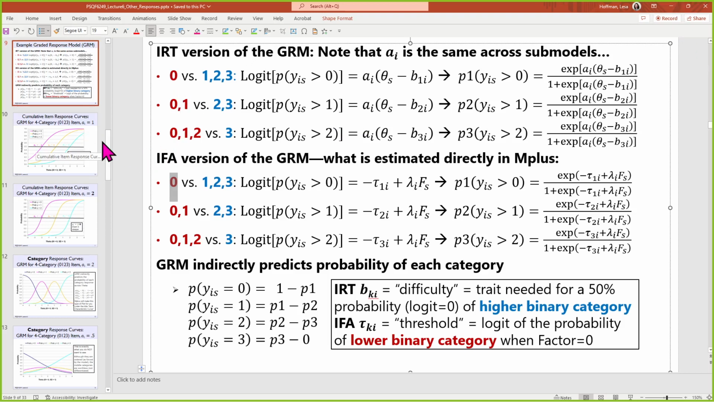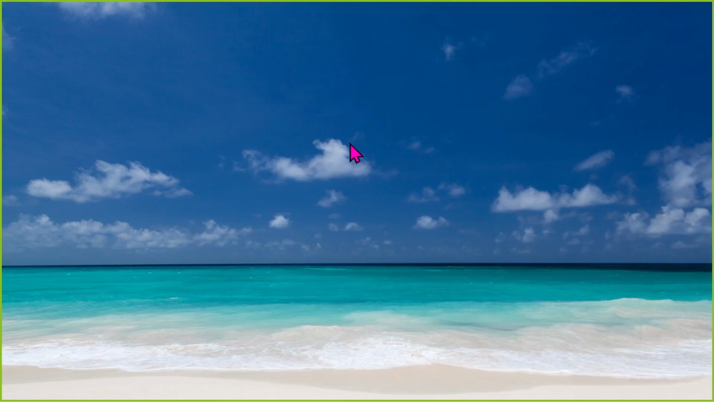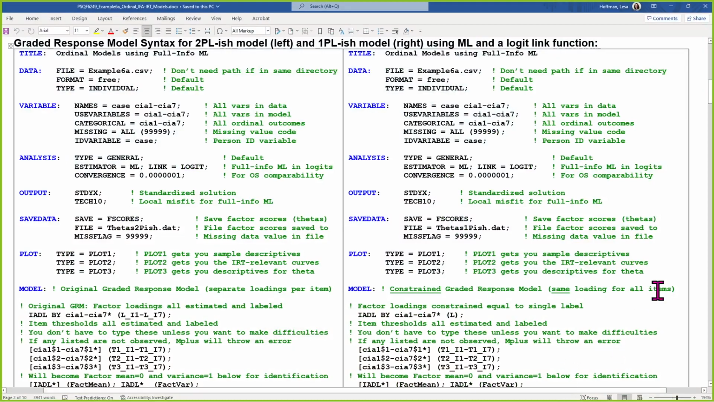Okay, let's see, where do we want to start? Mplus example? Look at how to use this stuff. I think that's a good place to start. This is example 6a.